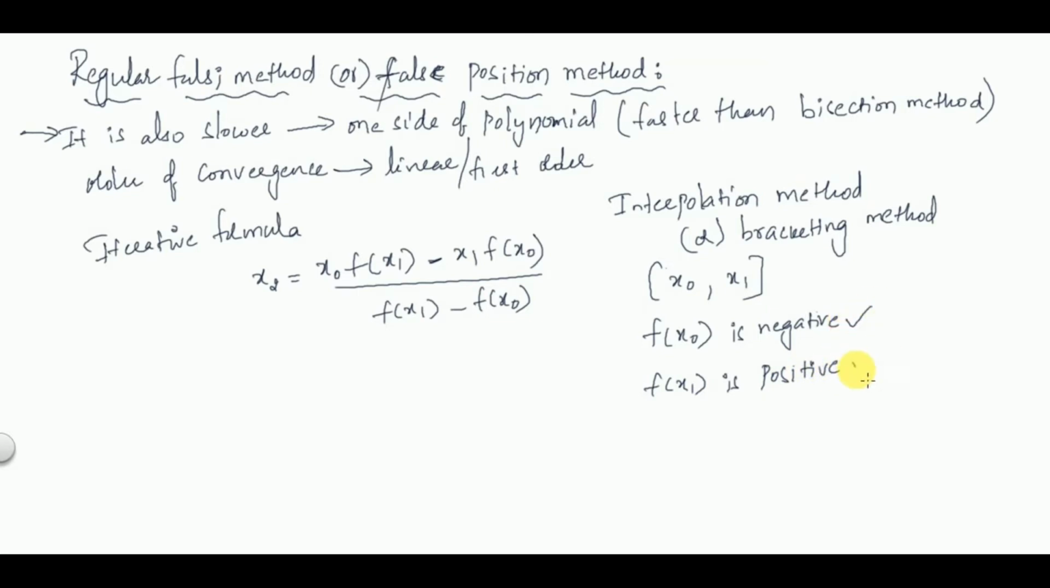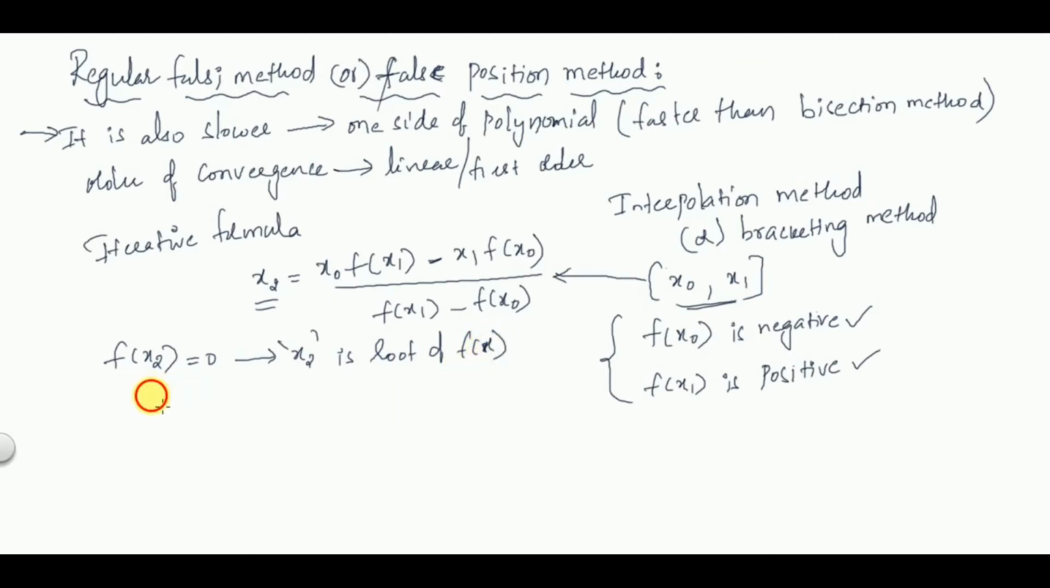We have to take the two initial estimates such that they satisfy this condition: f of x0 should be negative and f of x1 should be positive. Once you consider the initial estimates, the successive approximation is found by using this formula for x2. The remaining concept is the same as the bisection method. So we find f of x2. If f of x2 is equal to 0, then x2 is the root of f of x.